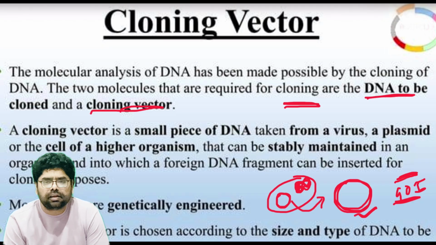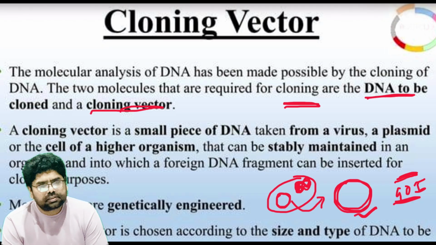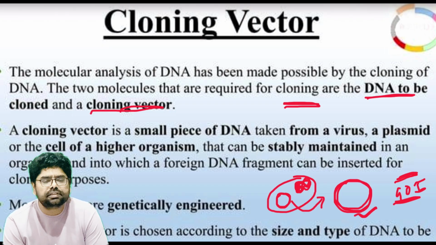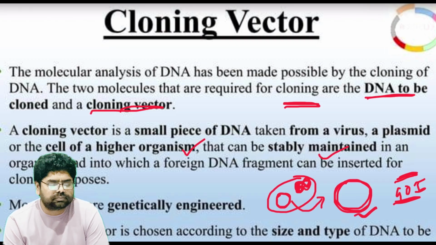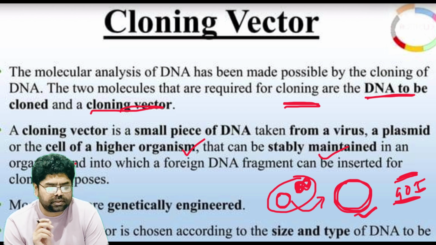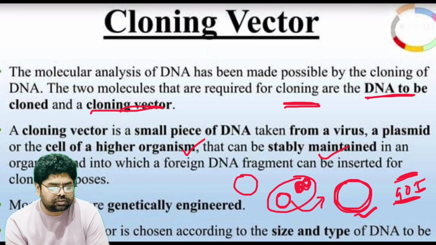In biology, in biotechnology, vectors are basically carriers which carry the foreign gene of interest inside E. coli or bacteria or any mammalian system. That is a vector. So a cloning vector is a small piece of DNA taken from a virus, plasmid, or the cells of higher organisms, that can be stably maintained in an organism into which a foreign DNA fragment can be inserted for cloning purposes.